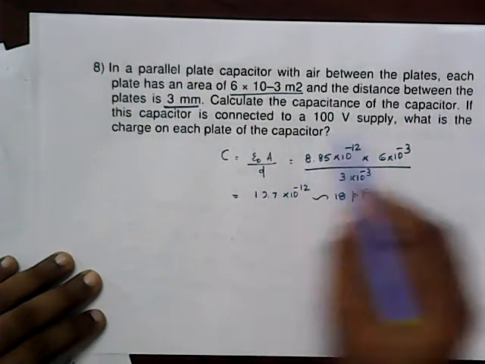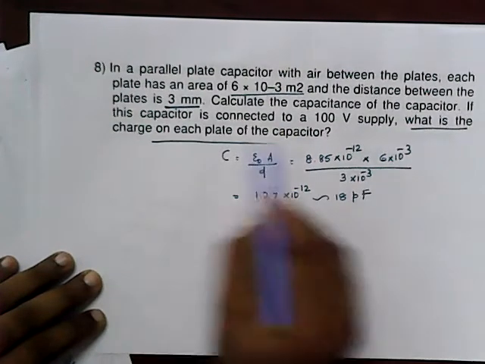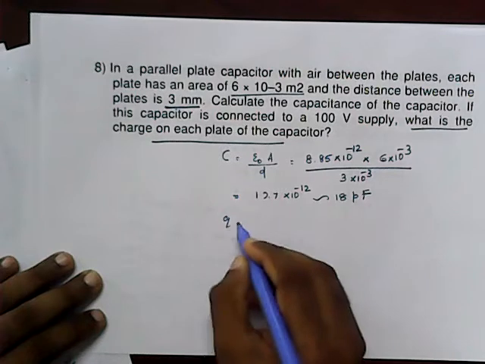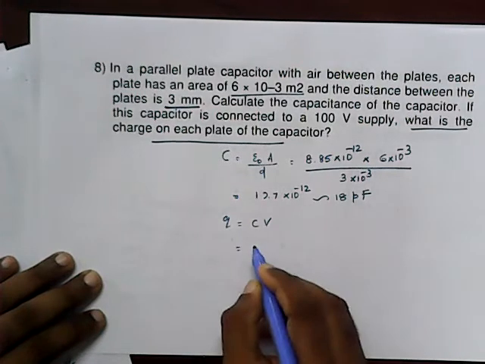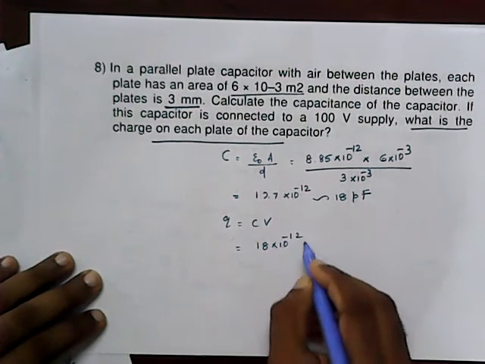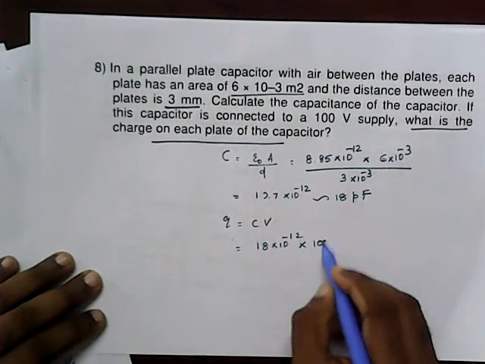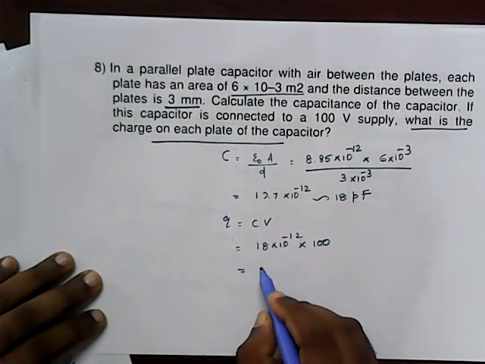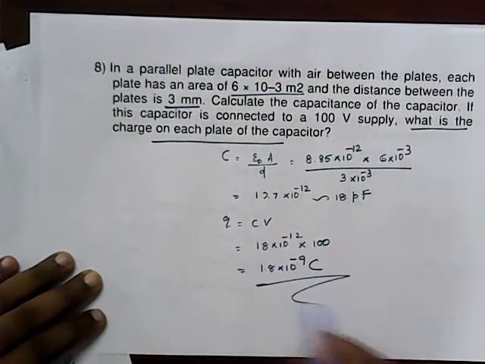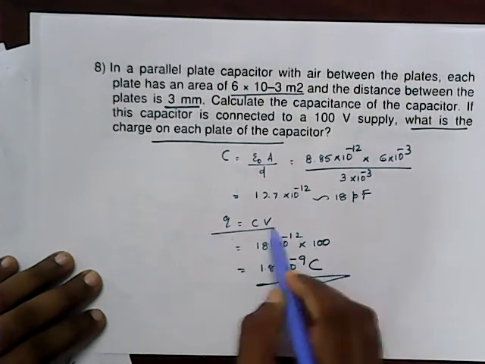Then the second question is, what is the charge on each plate of the capacitor? The charge is nothing but equal to C times V. C is here 18 pF. The potential here is 100 volt. So that is equal to 1.8 × 10^-9 coulomb. A simple question, just the application. But this concept is important.